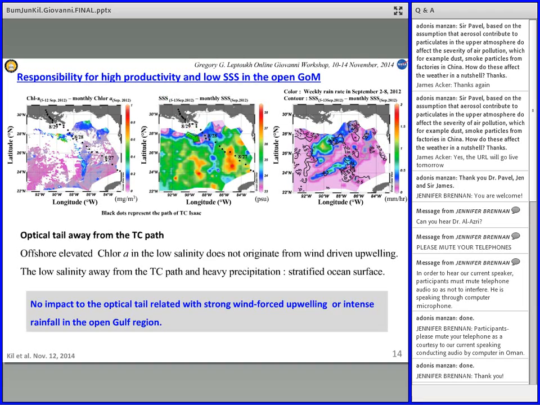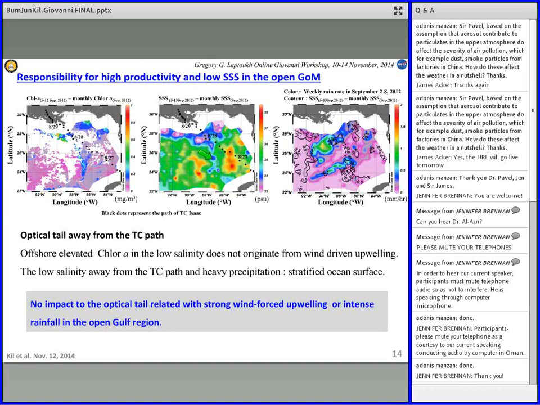So this means, right here is the low salinity water and high chlorophyll A. This means low salinity water represents a condition free from the tropical cyclone forcing, which induced the vertical mixing and upwelling. So that means the water condition right here is a strong stratification.